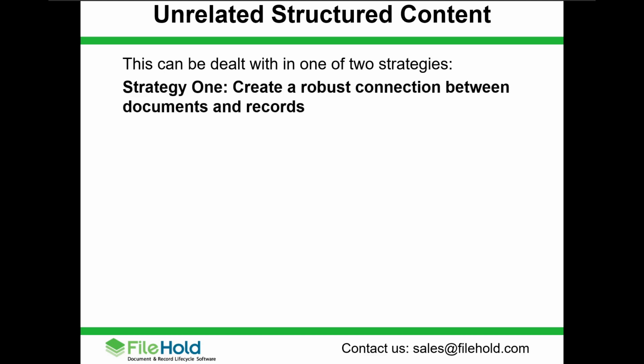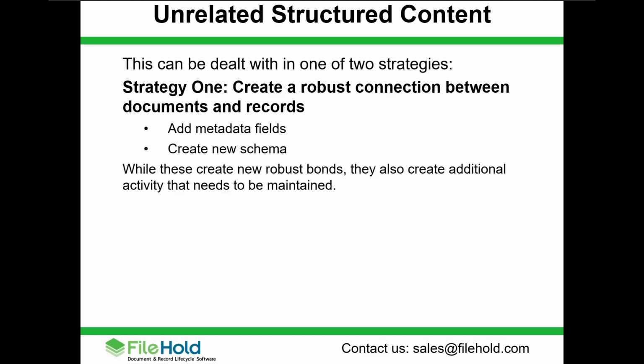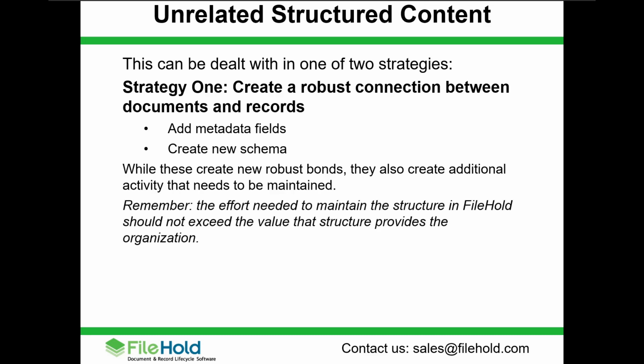The first one is we can create a robust connection between the documents and records. So we could, for example, add metadata fields or even create new schema in order to show these relationships. While these create new robust bonds, they also create additional activity that needs to be maintained. We have new metadata fields that need to be completed. We have new schema that need to occupy space in the system. Remember, one of our core tenets is the effort needed to maintain the structure in FileHold should not exceed the value that structure provides to the organization.